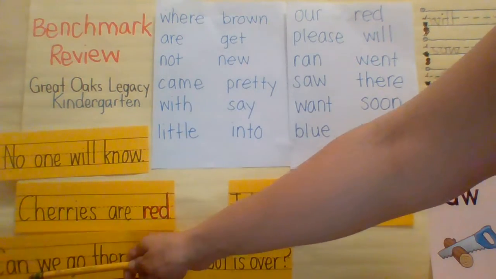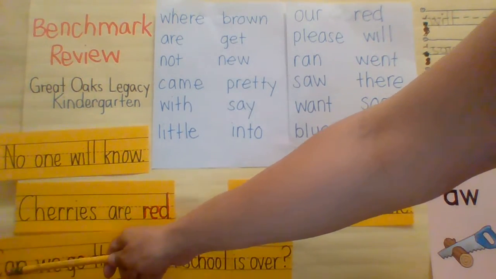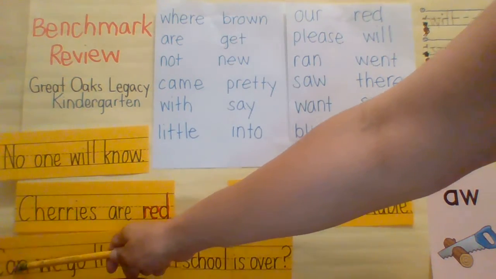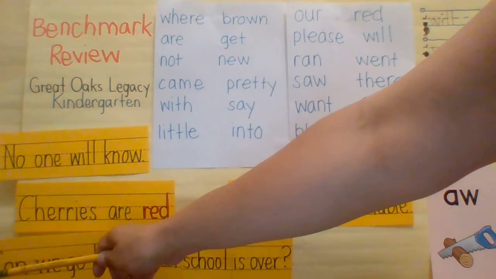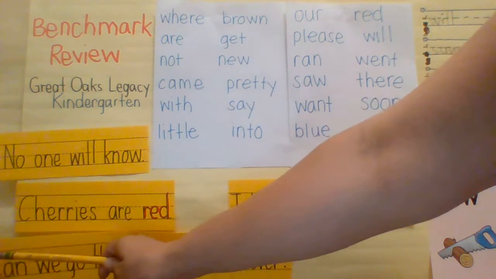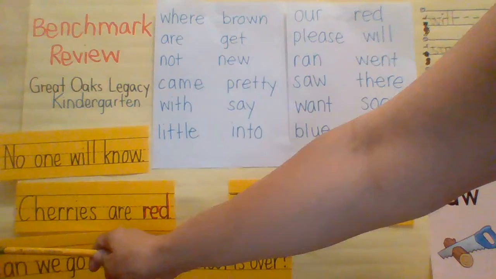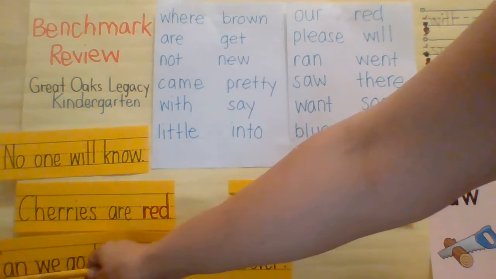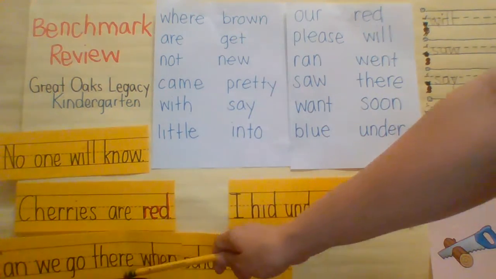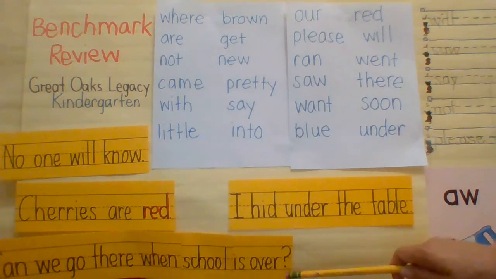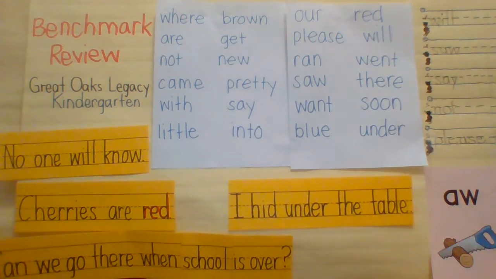Here at the bottom, we have a sentence that starts with the letter C and the word can. Beginning sentence starts with a capital C, which is our sky letter. Touches the skyline back down to the grass line. Can we go there when school is over? And we close our sentence here with our question mark.